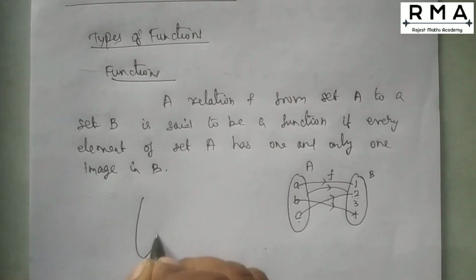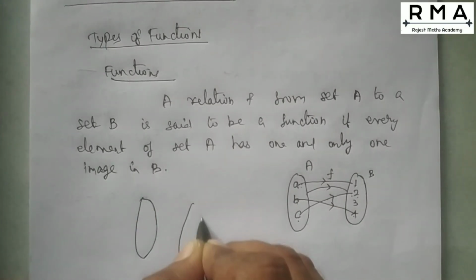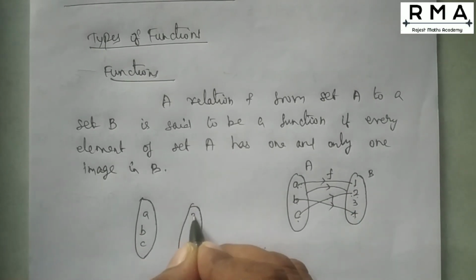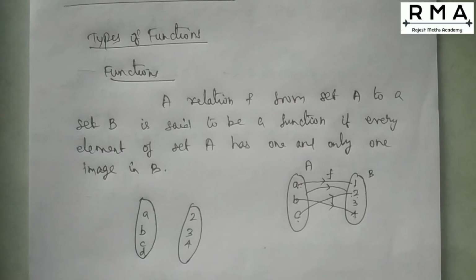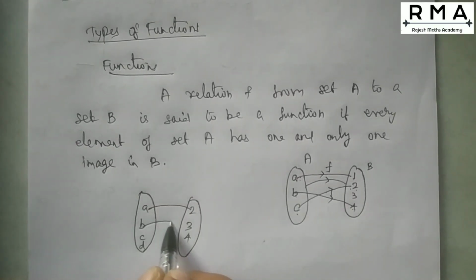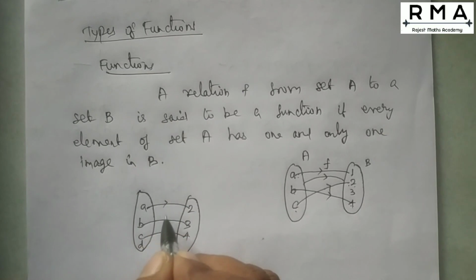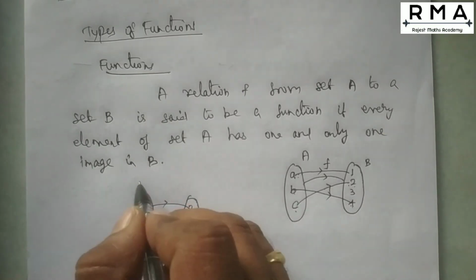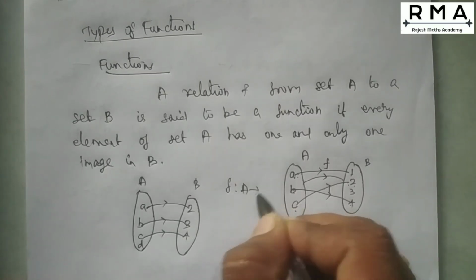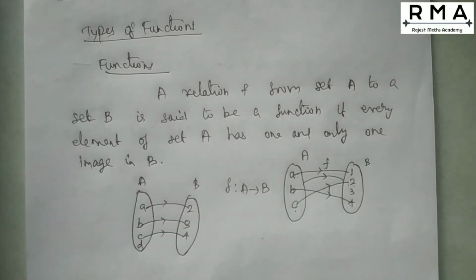I can take one more example with the same sets. I will take a, b, c and 2, 3, 4. Here one more element d I will take. a is related to 2, b is related to 3, c is related to 4, d is not related to any element. So in this case, f is a relation from A to B. Can you say that it is a function? No.